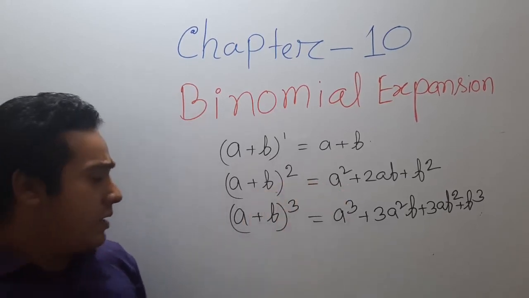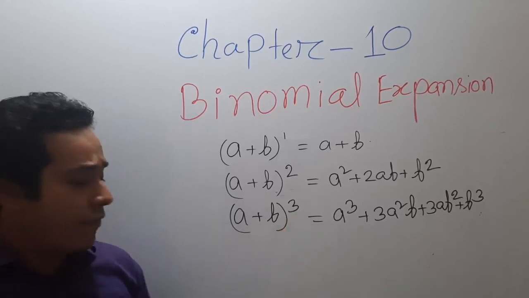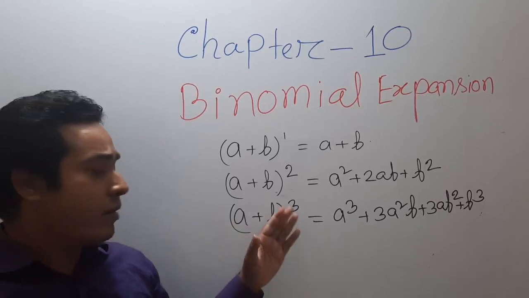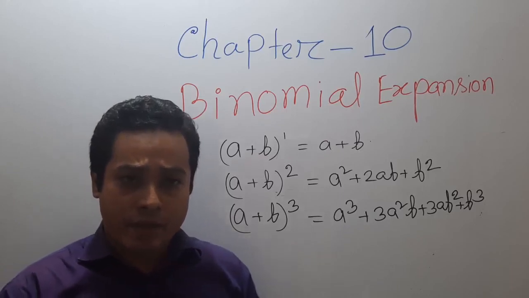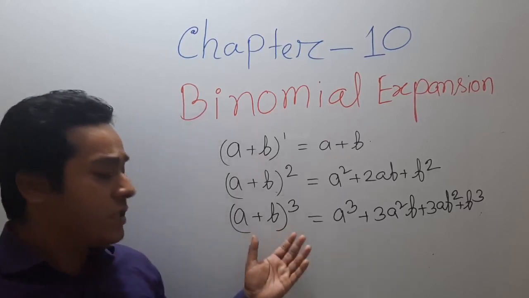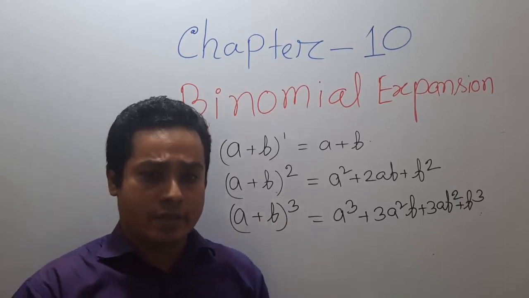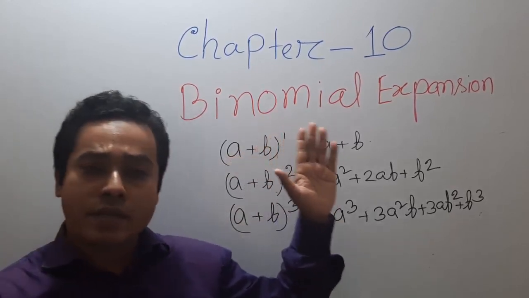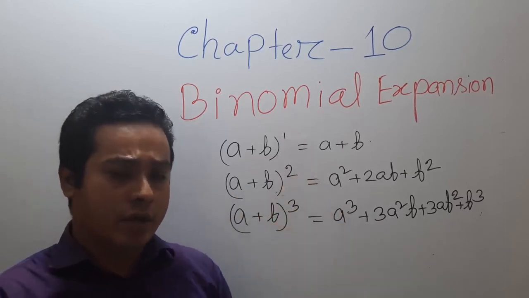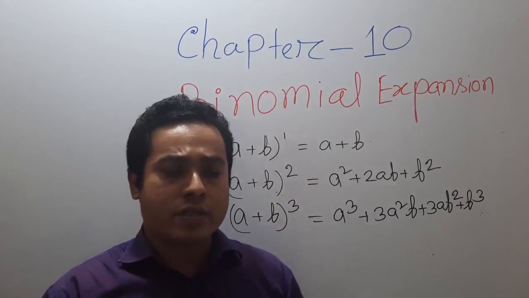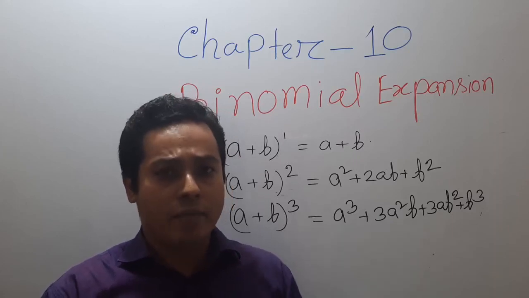But if the degree is 4, 5, 6, 7, that is, for higher degrees of the binomial term, it is not easy to say. For the higher power or degree of a binomial term, we can expand it in two ways. The first one is Pascal's triangle and the second one is the binomial theorem. Now we want to discuss how we can expand the binomial term by using Pascal's triangle and the binomial theorem.